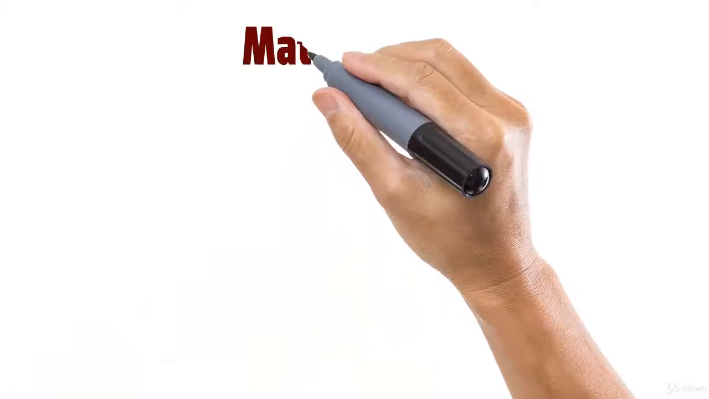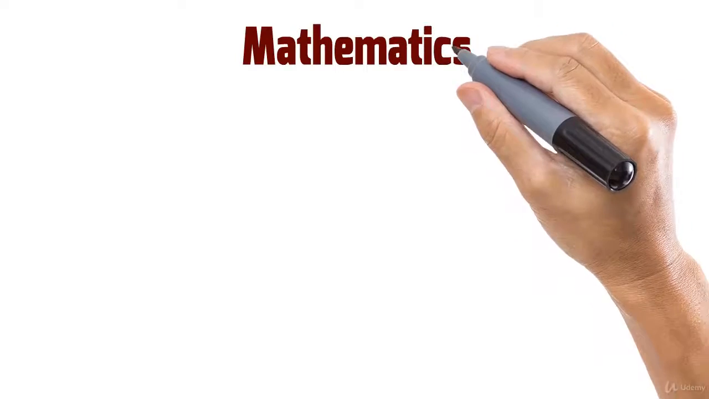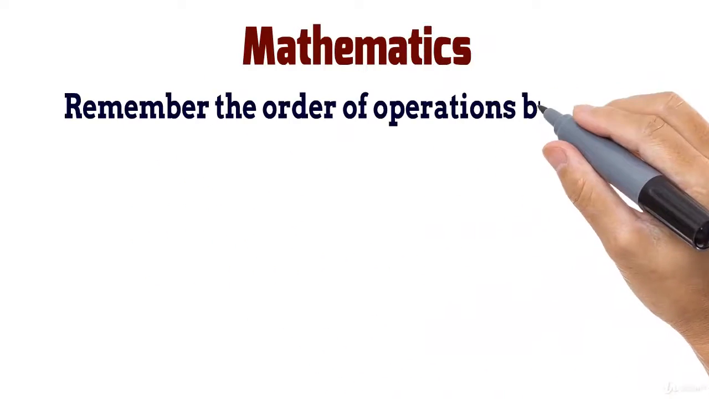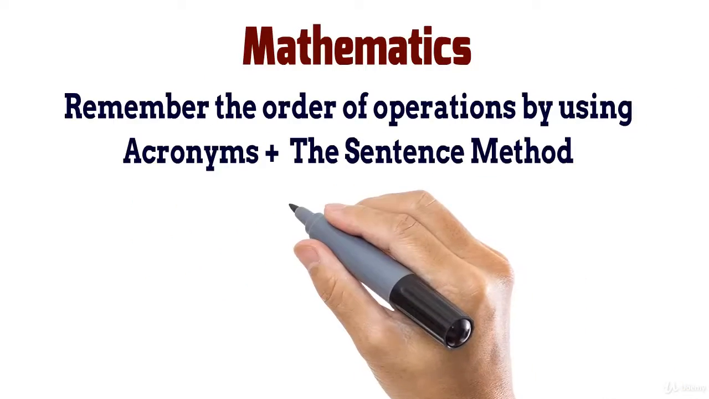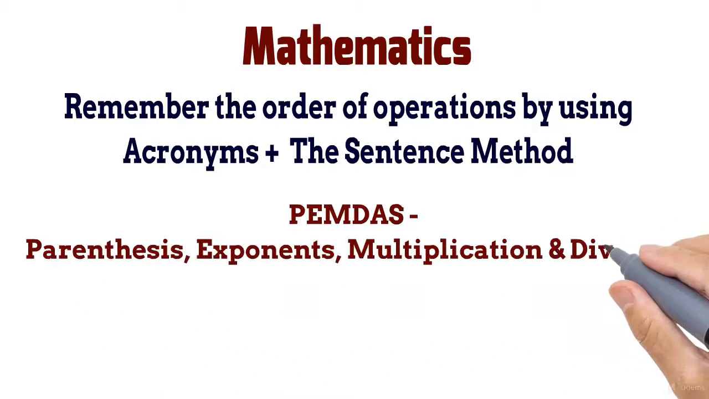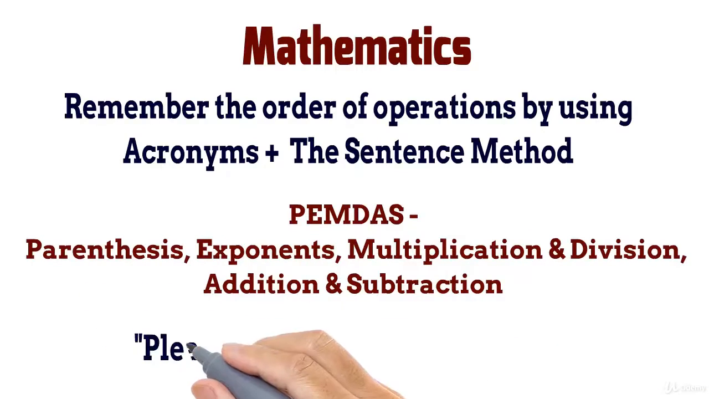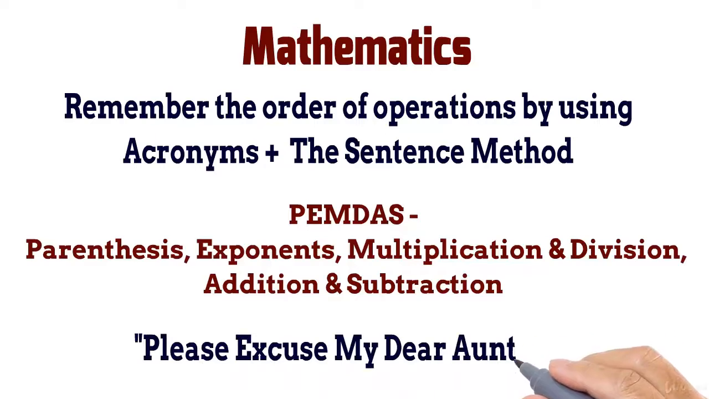In mathematics, you can remember the order of operations by using acronyms and the sentence method. Parentheses, exponents, multiplication and division, addition and subtraction can be remembered by the phrase, "Please excuse my dear Aunt Sally."